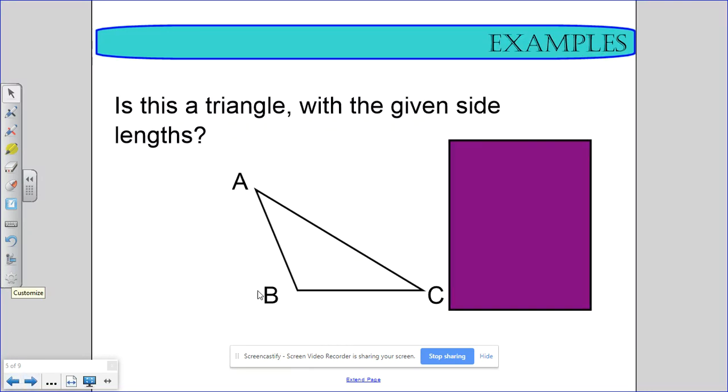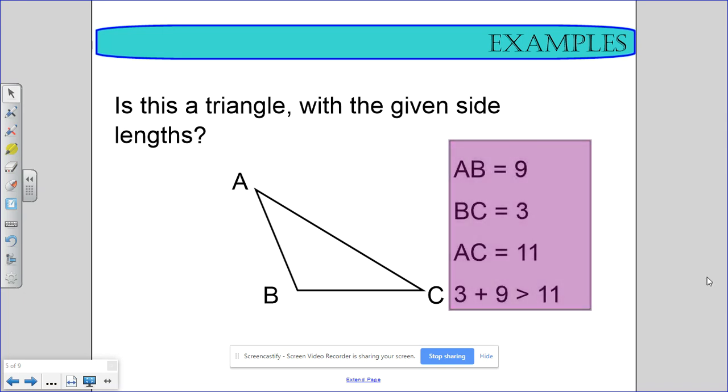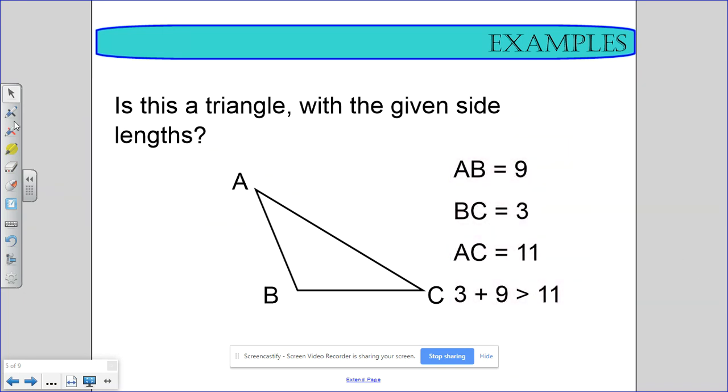So let's look at one. In this triangle with the given side lengths here, AB is 9, BC is 3, and AC is 11. So you're going to be asked, does this actually form a triangle? So I am adding my two smallest sides, 9 plus 3, that is 12, which is greater than 11. So this is a triangle.